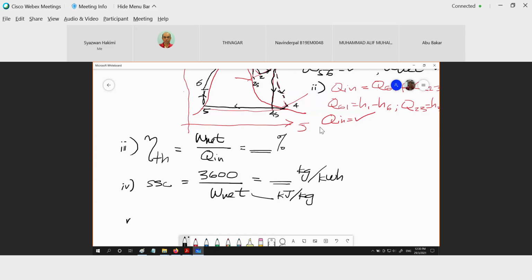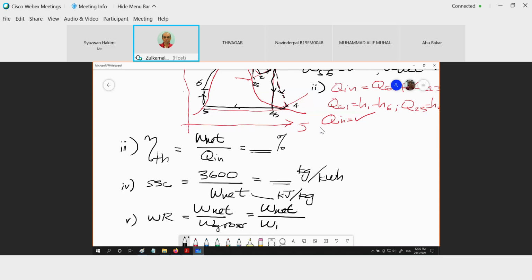And lastly is to get the work ratio. What is the work ratio? The work net divided by the work gross, which is equal to W net, and the work gross is W12 plus W34. So you are getting it in terms of a fraction, 0 point something. Okay? So that is how you are looking at this. Any question? Any question, guys?